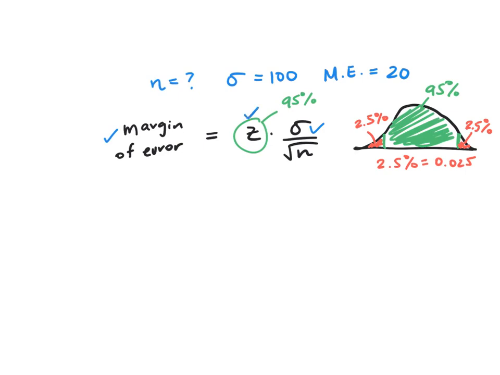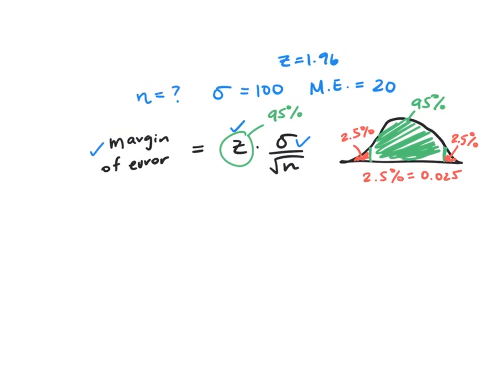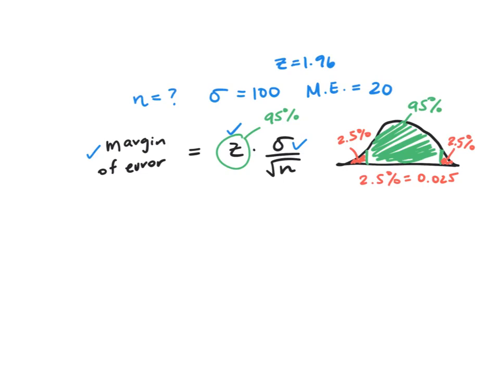And remember when we went to do we have the z-value? Yeah, we do. The z-value is 1.96. Okay, so we have everything we need. Let me plug in everything I have in blue. What's my margin of error? It's $20, right?